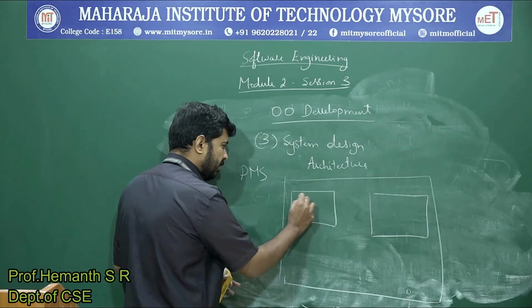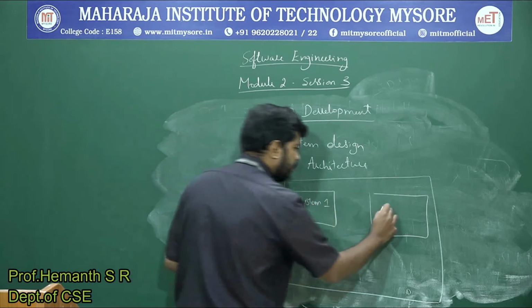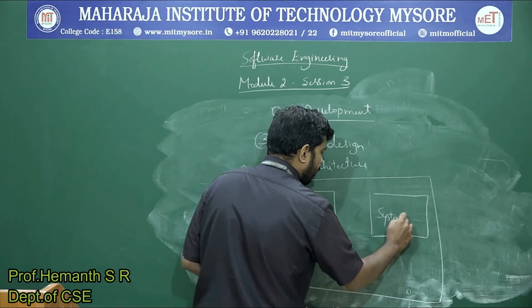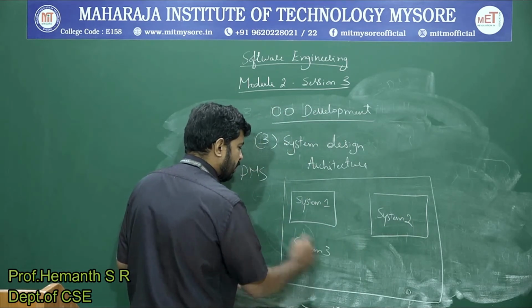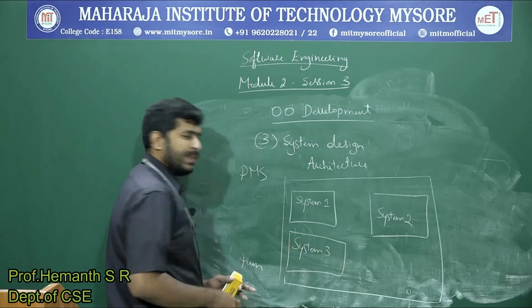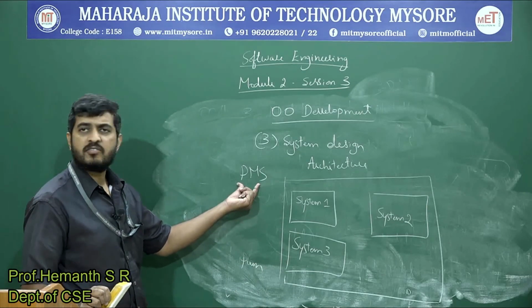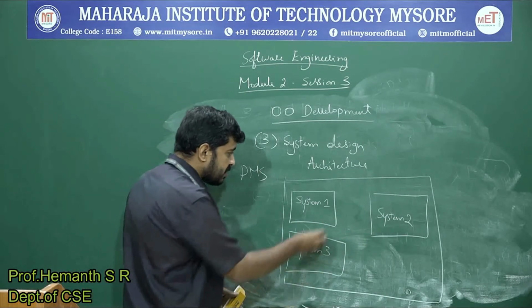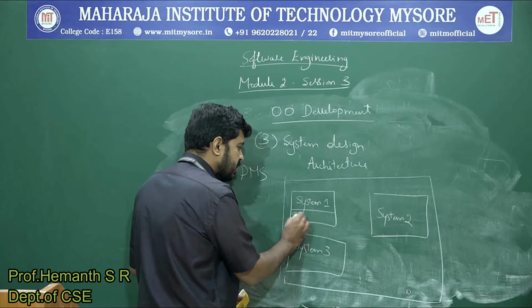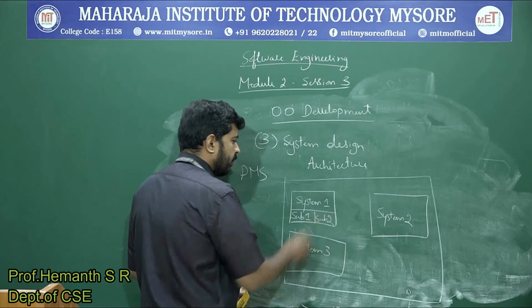Okay, for example, system 2, system 3. This is just for representation and explanation purposes, it need not be like this. Our patient monitoring software has these systems. A system can even have a subsystem. For example, this system has subsystems: subsystem 1, subsystem 2.